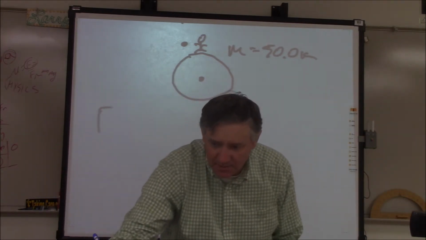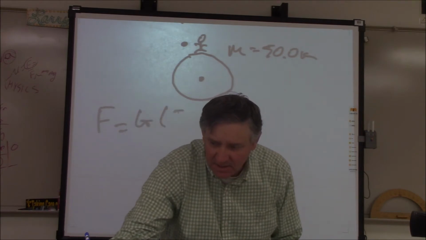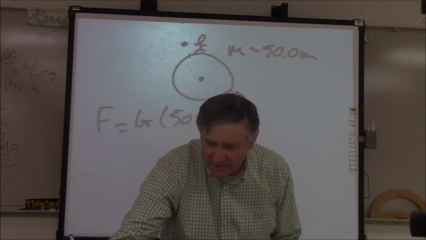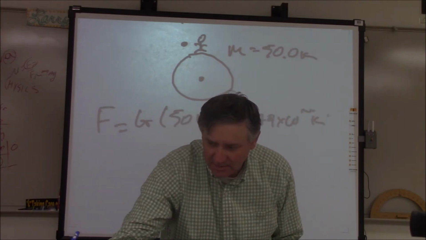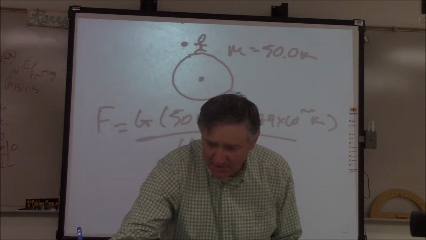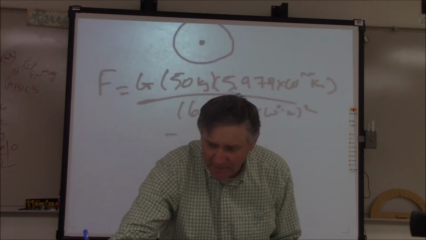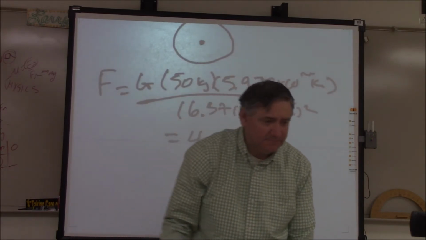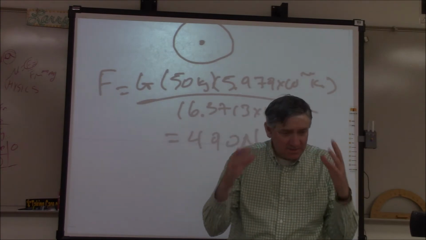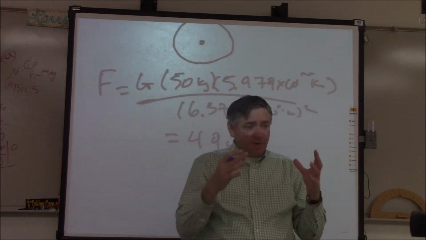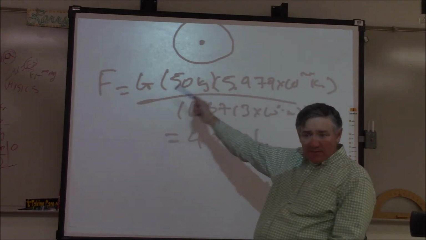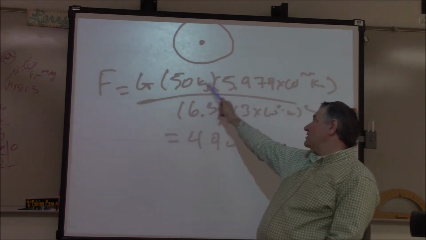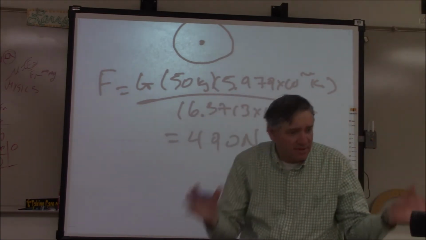And we came in here and we did this, and we said that's big G times Riley times the mass of the Earth, 5.979 times 10 to the 24th kilograms, and we divided that by the radius of the Earth squared, and we got about 490 newtons. So this is the main idea. When you talk about that gravitational force, what we're calling weight, this is one way that you can calculate it. 50 kilograms times the mass of the Earth divided by the radius of the Earth squared.